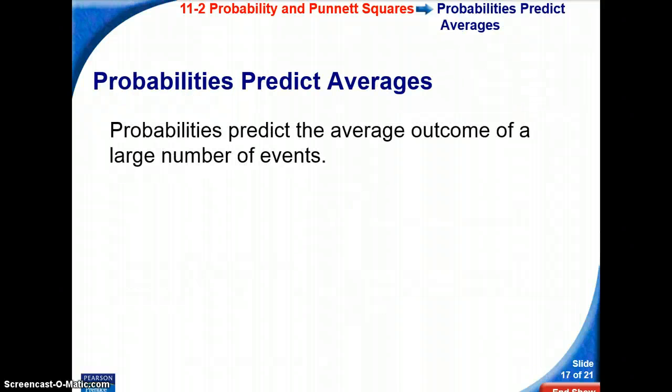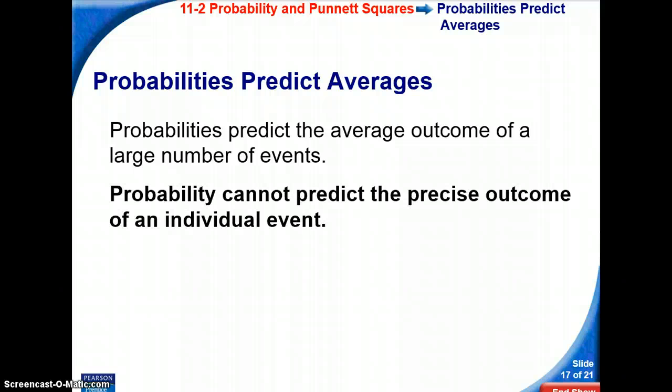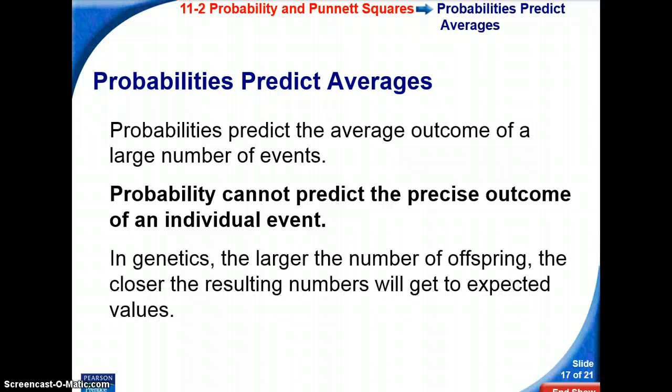Okay. Probabilities are also used to predict averages. They can predict the average outcome of a large number of events. However, they cannot predict the precise outcome of an individual event. So even though you can say, according to the Punnett square and according to my predictions from this, that 3/4 of the time you should get a tall plant, it is still very possible that you could get more than one small plant or fewer of the tall plants. But the larger the number of offspring, the closer the resulting numbers will get to expected values.